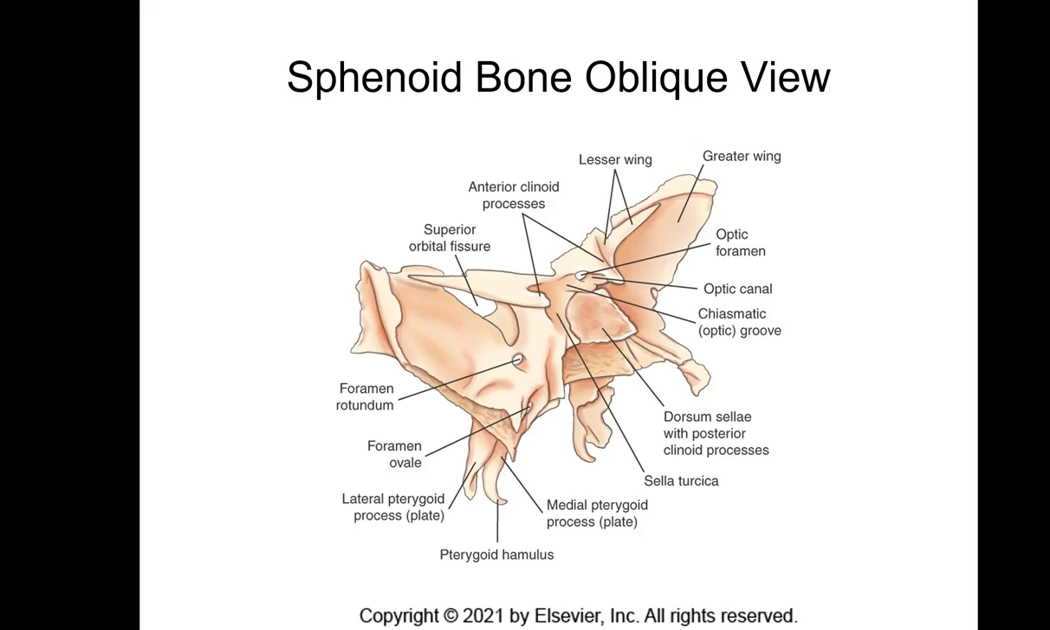Note, for example, the pterygoid processes. Those little bumps or processes form part of the lateral wall of the nasal cavity. So there's really a lot happening in the sphenoid bone. I'm not going to test you on this oblique view. This is just to give you an idea of all the little nooks and crannies, and there's a lot of important stuff happening in these grooves and canals.